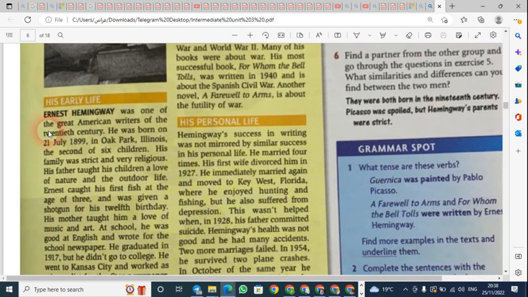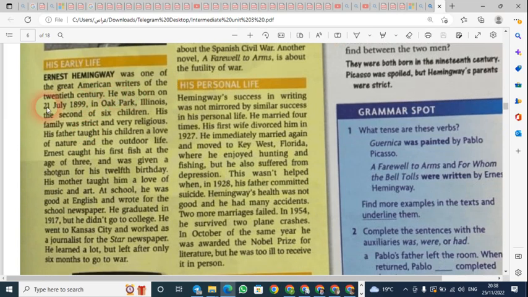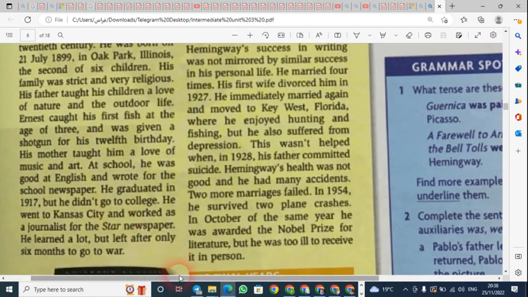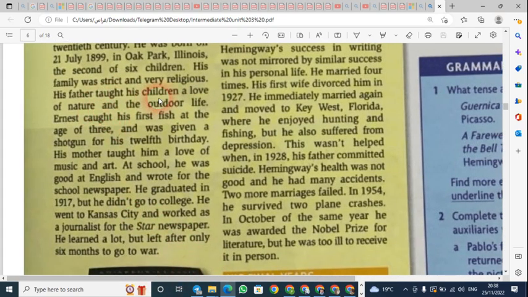His early life. Ernest Hemingway was one of the great American writers of the 20th century. He was born on the 21st of July, 1899, in Oak Park, Illinois, the second of 6 children. His family was strict and very religious. His father taught his children a love of nature and the outdoor life.